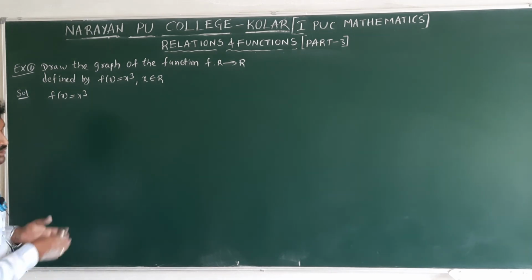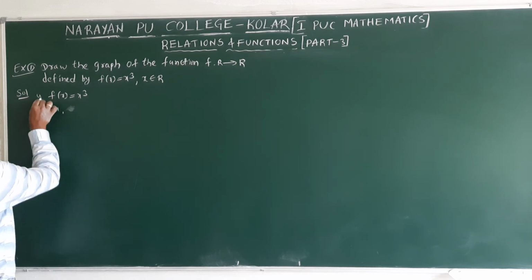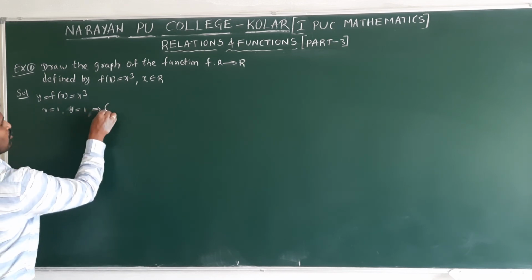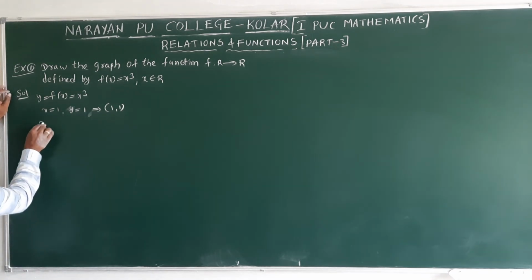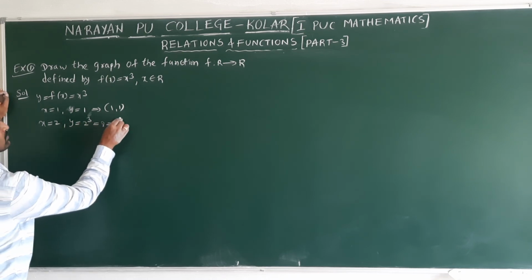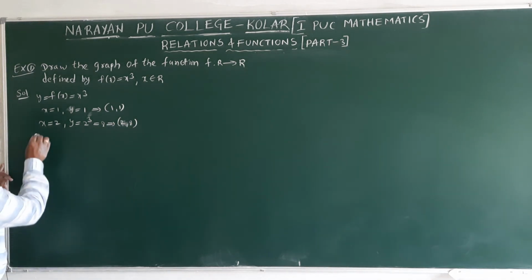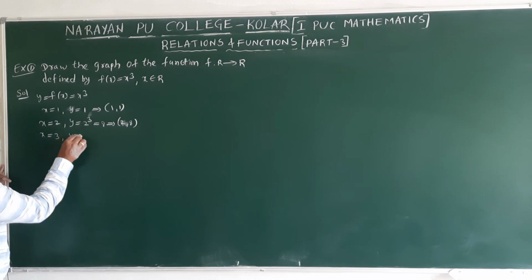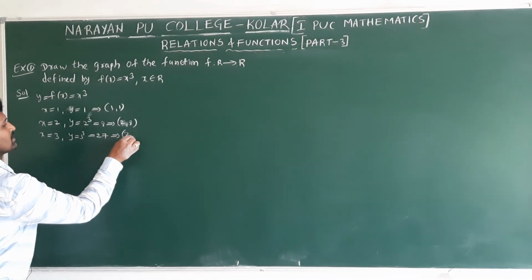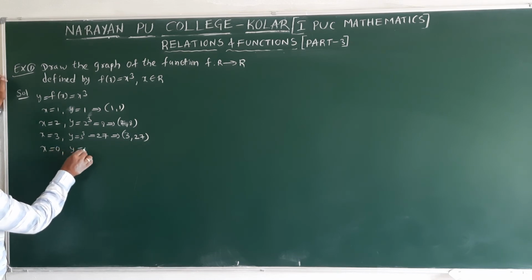To draw the graph, I will take a few values. f of x is nothing but y also. y is equal to f of x. x equal to 1: y equal to 1 cube, I will get 1. That means one point is 1 comma 1. Next x I will take 2: 2 cube, that is 8, so 2 comma 8. Next x I will take 3: y is 3 cube, that is 27. Another point is 3 comma 27. Next I will take 0, y is also 0.